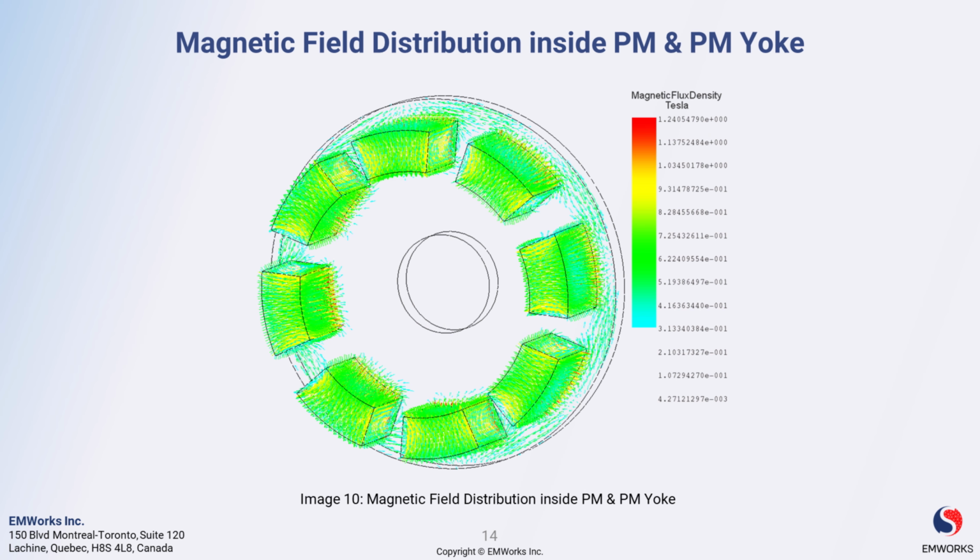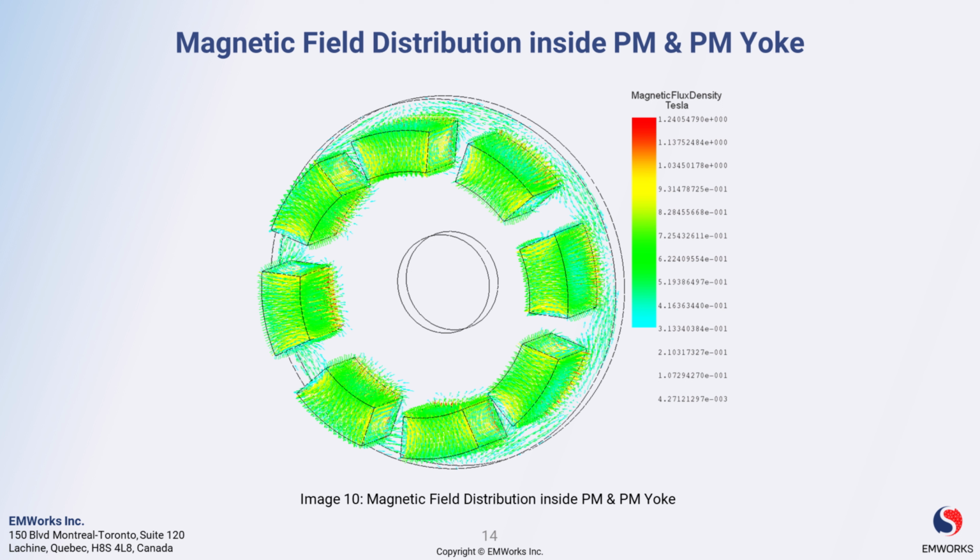Moving on, the image on this slide shows a visual representation of the magnetic field distribution inside the permanent magnets and the permanent magnet yoke of the disk permanent magnet governor. The color scale or contour lines represent the strength and distribution of the magnetic field within these components.